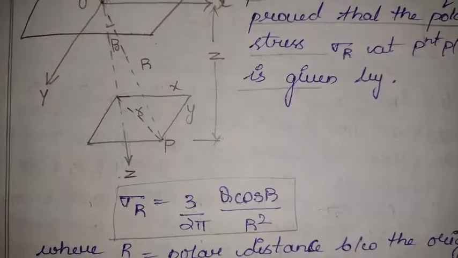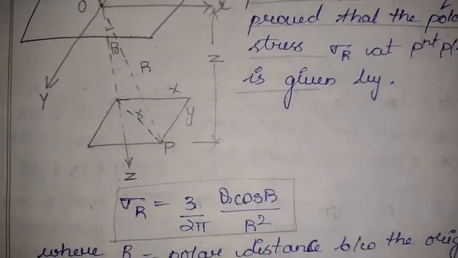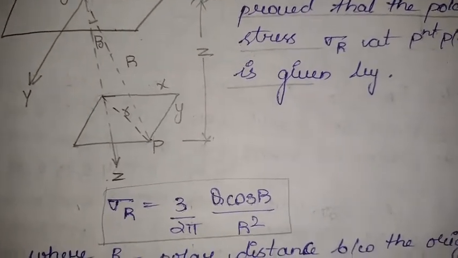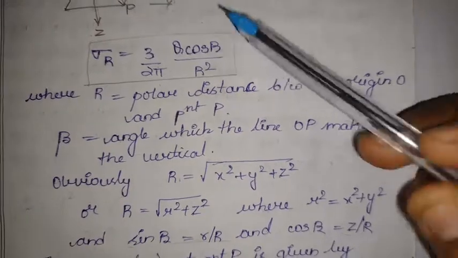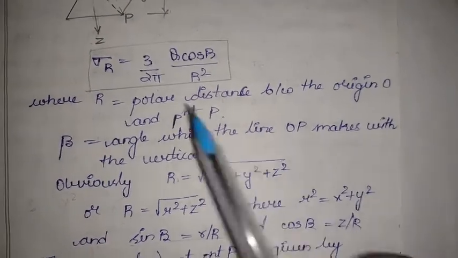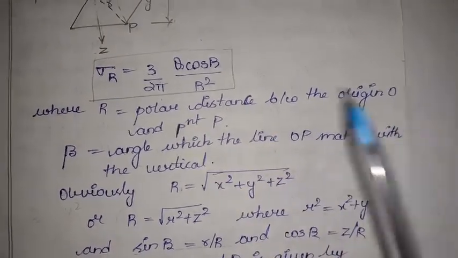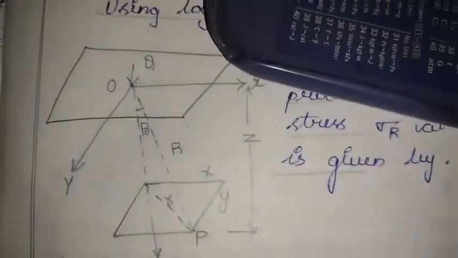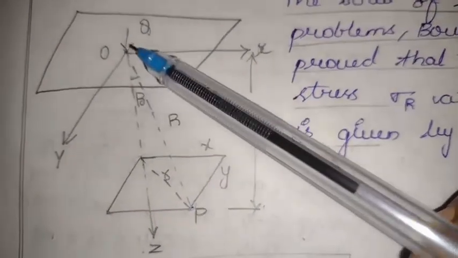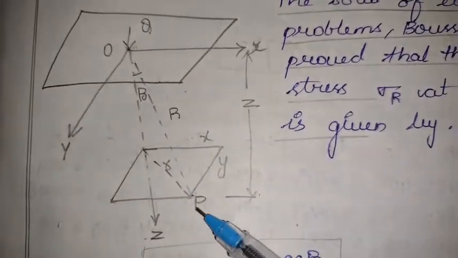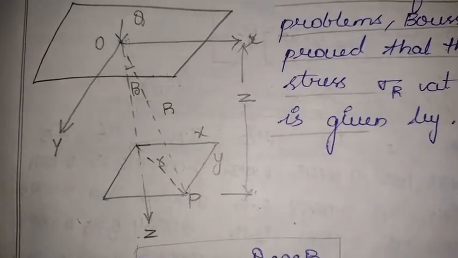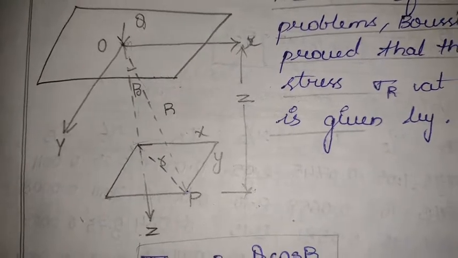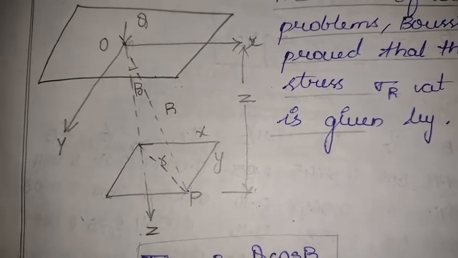Sigma r is equal to 3 by 2 pi Q cos beta by r squared, wherein r is the polar distance between the origin O and point P. Here in this diagram we can see this is the origin O and this is P. Whatever the vertical distance is, we denote it with Z. But R is the polar distance. This is R, right?